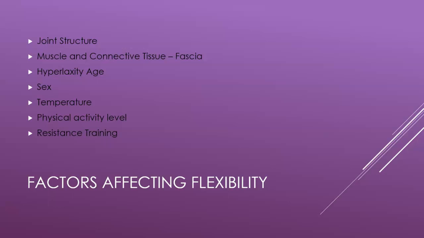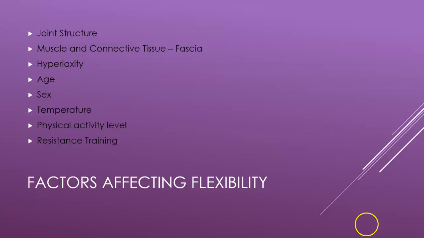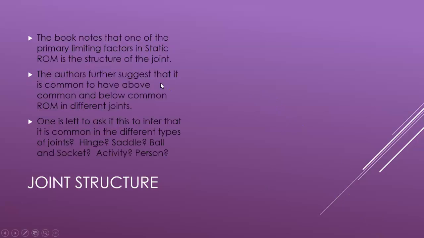These are pretty self-evident: joint structure, muscle, connective tissue, and I'm going to go into fascia a little bit in one of the other presentations. Hyperelasticity, age, sex, temperature, physical activity, and resistance training background. We got the age on its own line. So the book outlines these, and some of these are pretty darn self-evident.